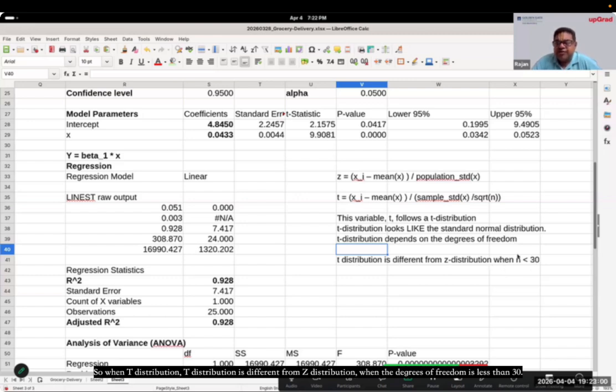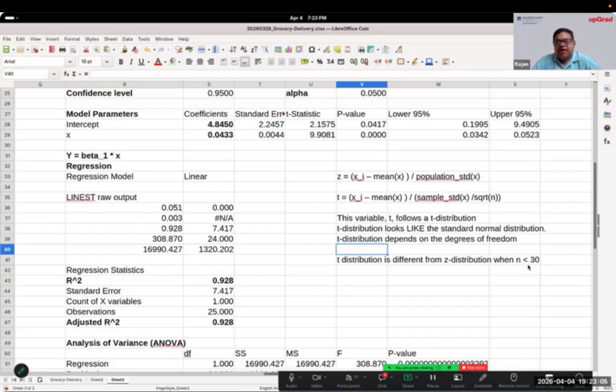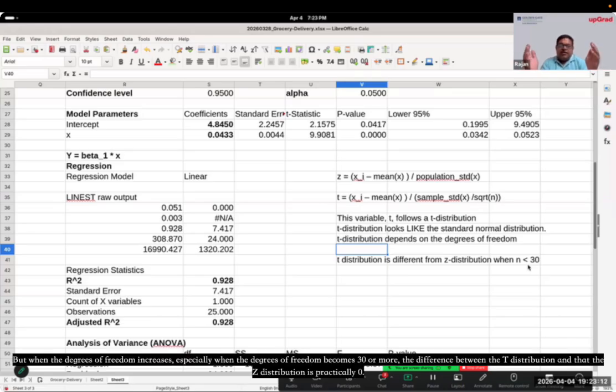When the degrees of freedom is less than 30, you go and add or drop variables and rebuild the model. This matters especially when the degrees of freedom becomes 30 or more. The difference between the T distribution and the Z distribution is practically 0.